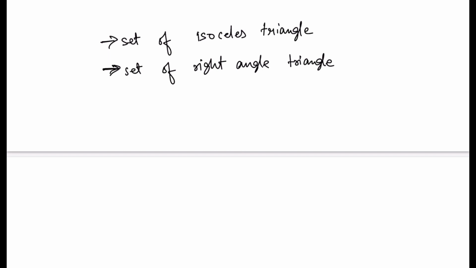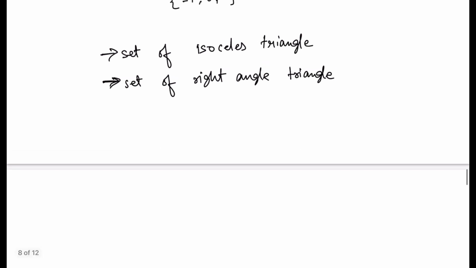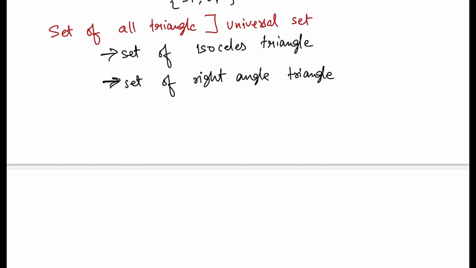Now we have to write the universal set. We have to consider the universal set on our own. How will we consider the universal set? I can say the universal set can be the set of all triangles. I can say that this is the universal set. Why can I say this is the universal set?